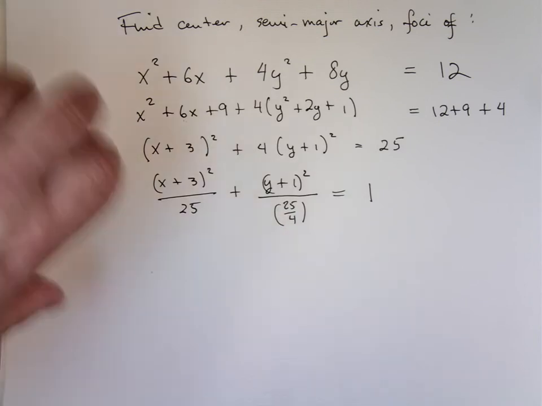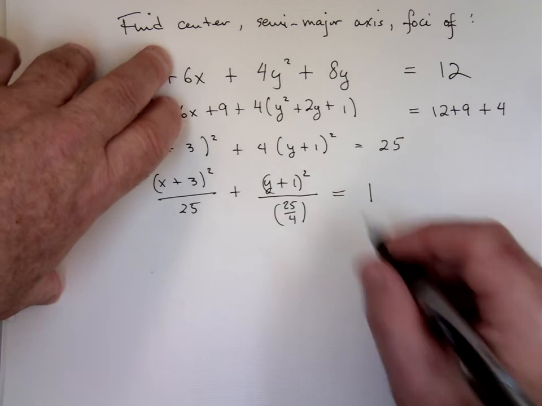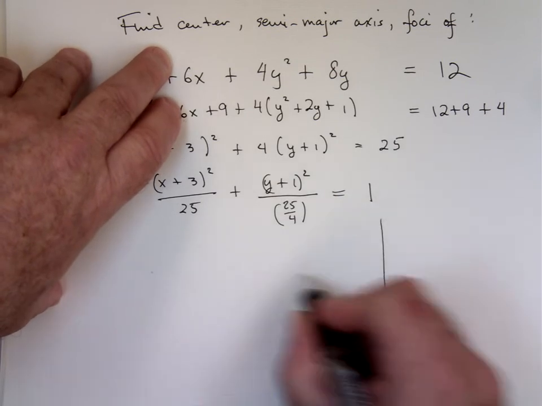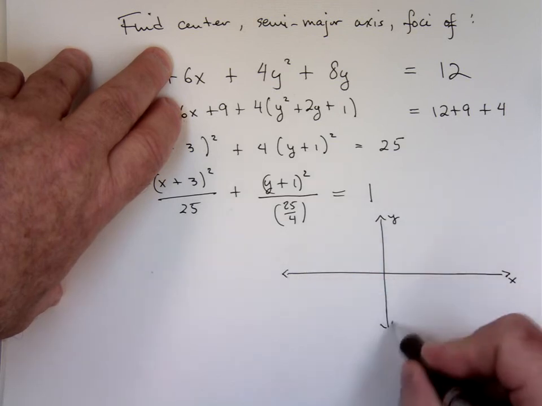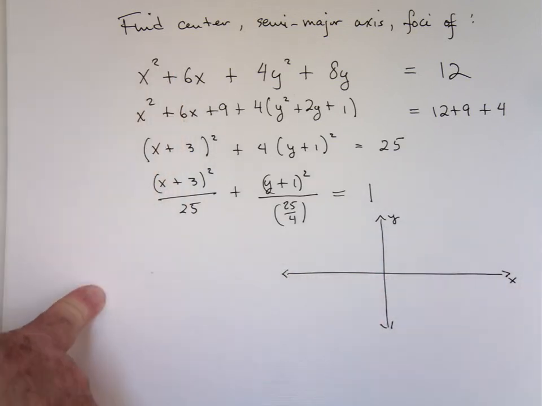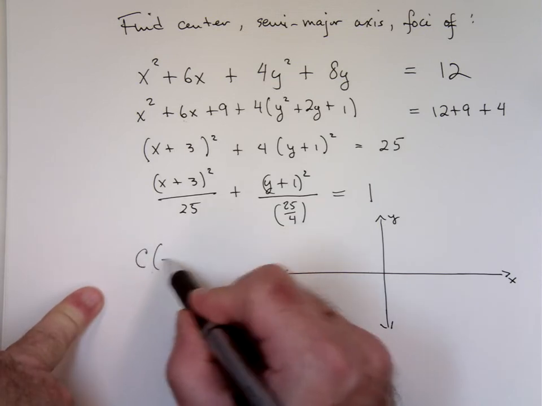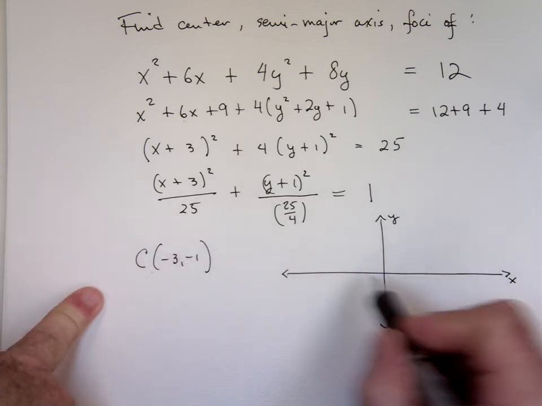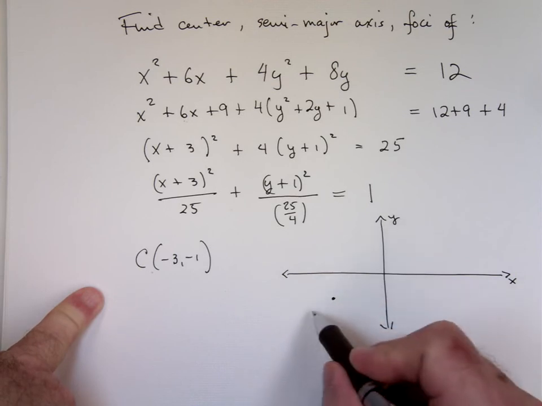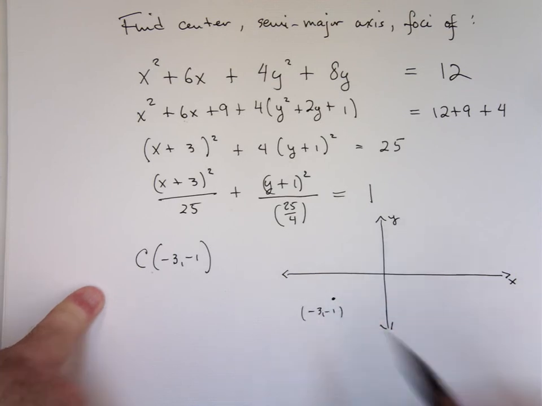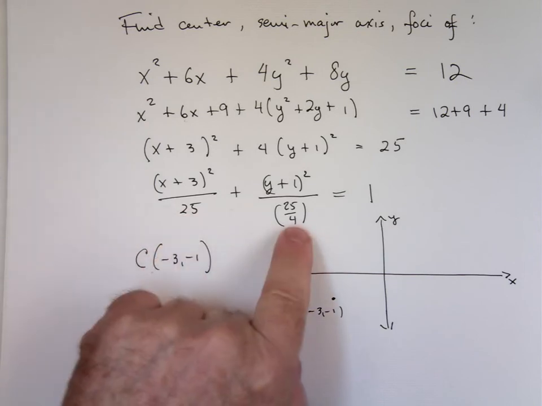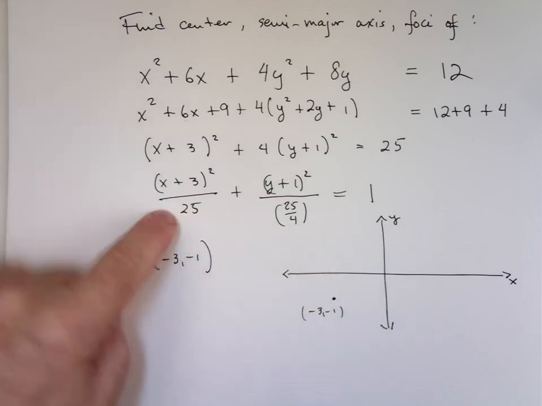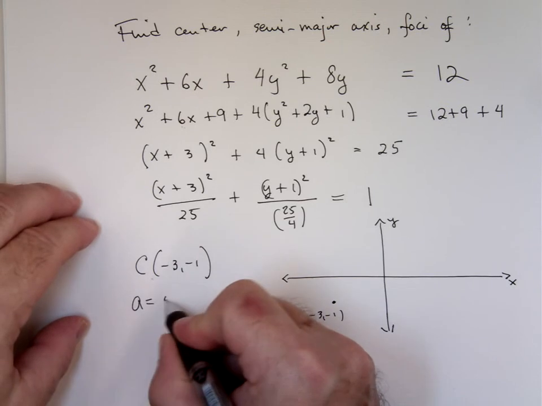Okay. Let's answer the questions. What's the center of this ellipse? -3, -1. You bet it is. -3, -1 is the center. Okay. We have a horizontal orientation because the a squared, 25, is greater than b squared, 25 fourths. What's a in this case? And b? 5 halves. Okay.